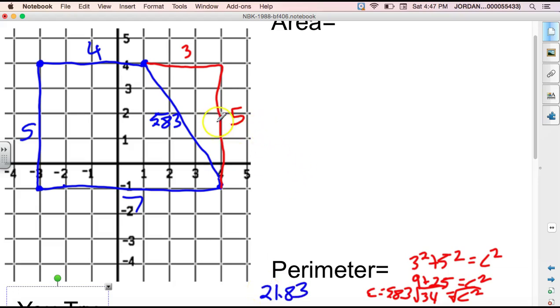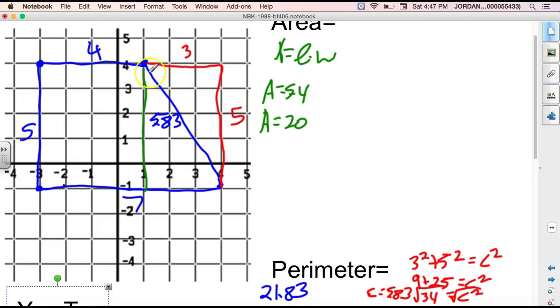Now to find the area, okay, this is a little trickier. What you've got to do is divide the blue shape into two pieces. So we can go down this line right here and divide it into a rectangle and a triangle. Now the rectangle we can find the area of. The area of a rectangle equals length times width. So we just take the length of that rectangle, which is 5, and the width, which we can see up here is 4, and multiply those. So 5 times 4 equals 20.